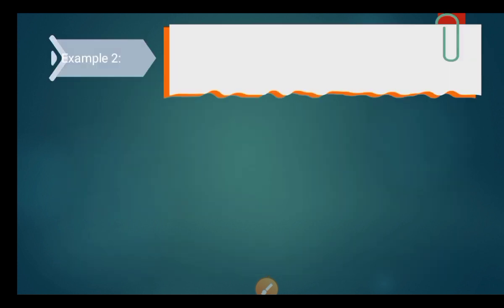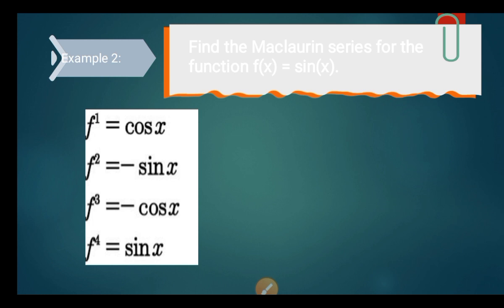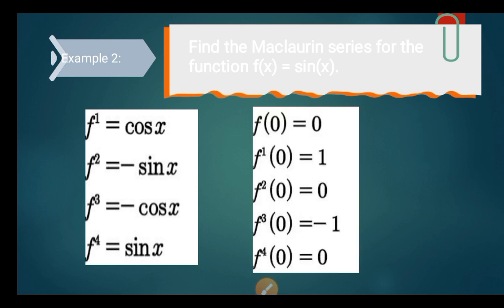So example 2. Find the Maclaurin series for the function f of x equals sine x. So we're going to derive. The derivative of sine x is cos x. The derivative of cos x is negative sine x. So the derivative of negative sine x is negative cos x. Then the derivative of negative cos x is sine x. So we're going to substitute.